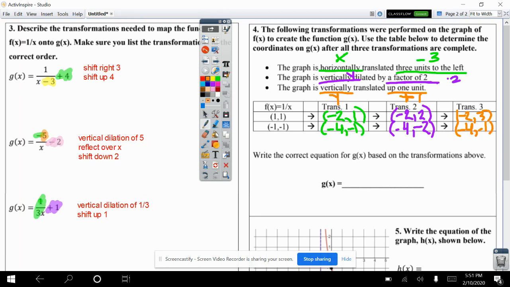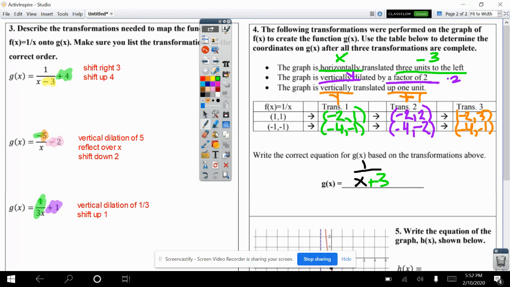Now it says write a correct equation for g of x based on the transformations. So I'm going to think about, okay, well, my original equation is 1 over x. Now I've got a horizontal translation 3 units to the left. To get my points, I had to subtract 3, which means in my equation, I'm going to do the opposite. I'm going to add 3.